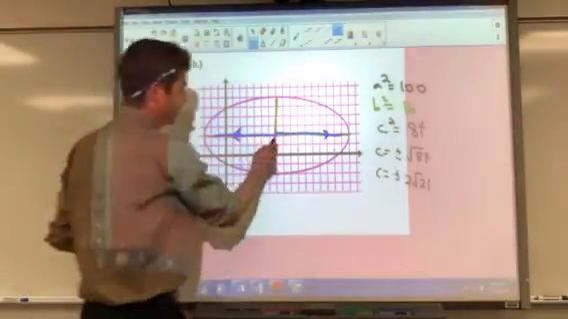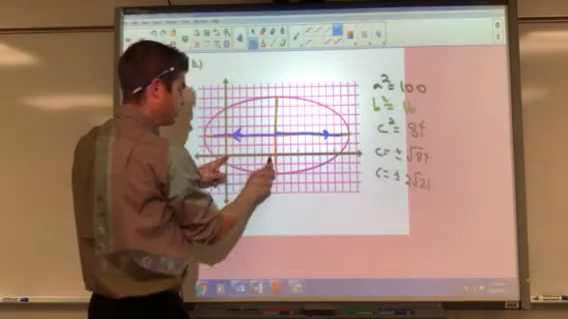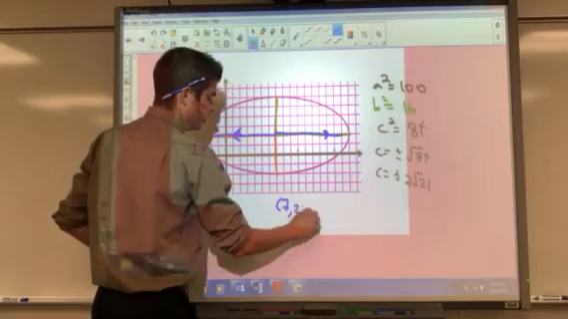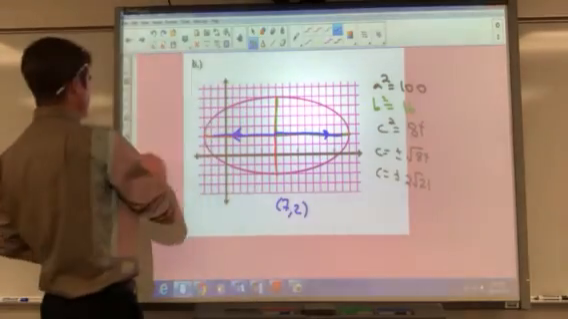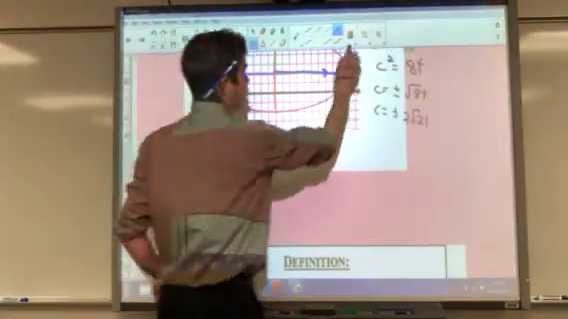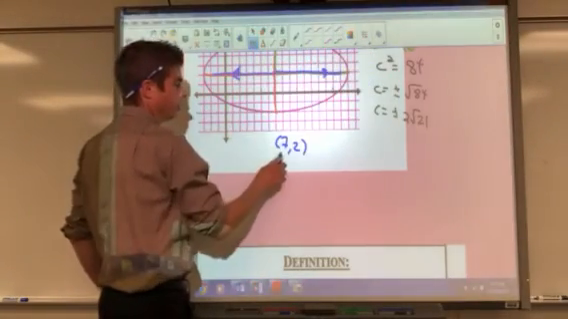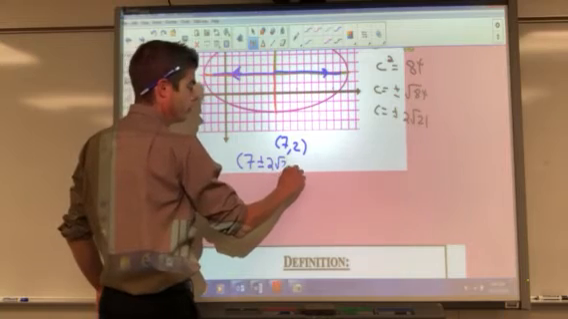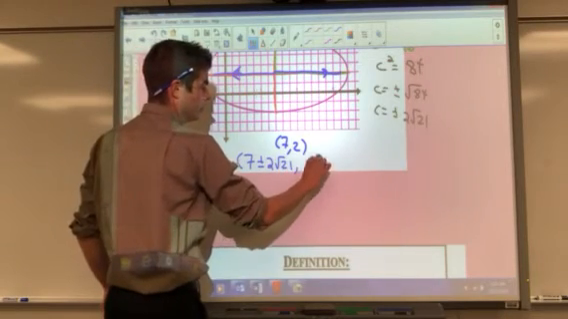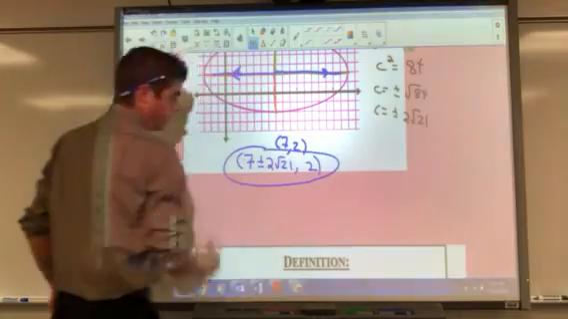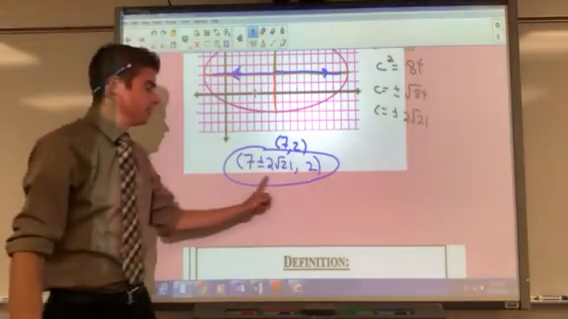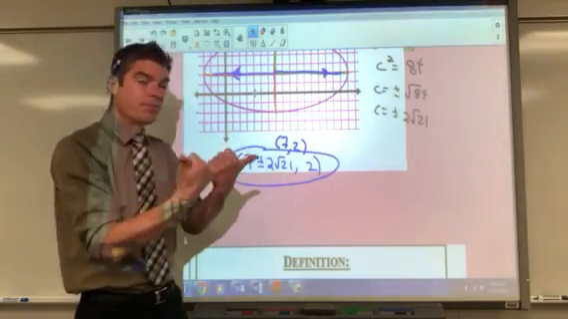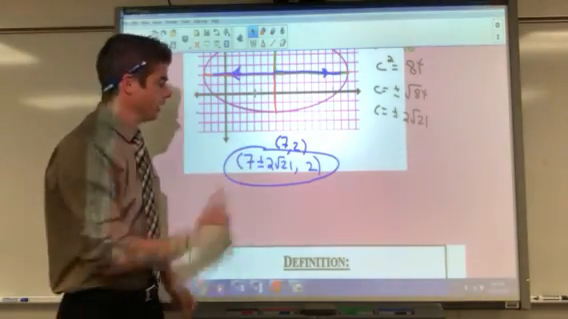Okay, so what was our center here? It was 1, 2, 3, 4, 5, 6, 7, 1, 2. So my center was (7, 2), and then I'm going to deviate plus or minus 2 root 21 in the x. So I could say (7 plus or minus 2 root 21, 2). All right. And you can't help but think about this as being like an answer to a quadratic, that plus or minus, because you're going in both directions. Okay, so that's that.